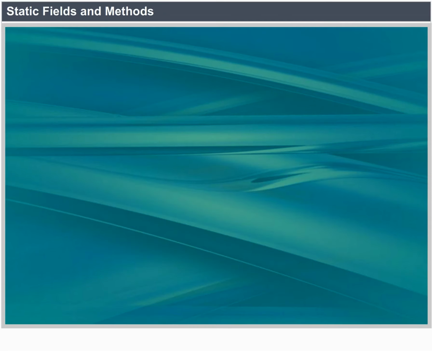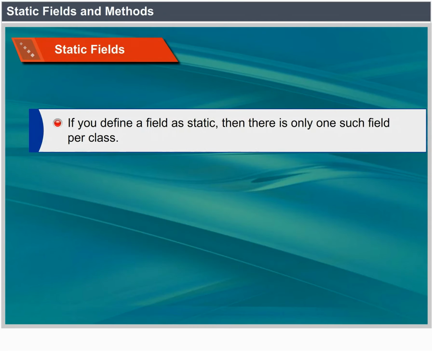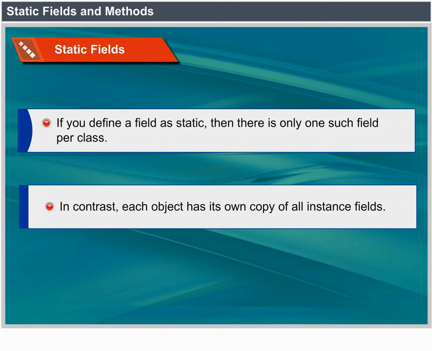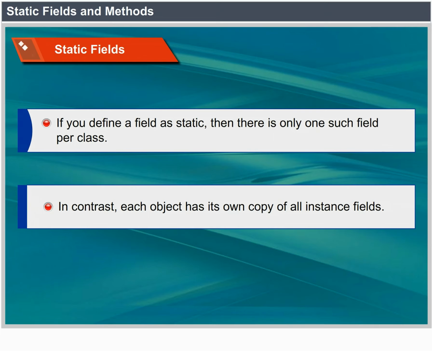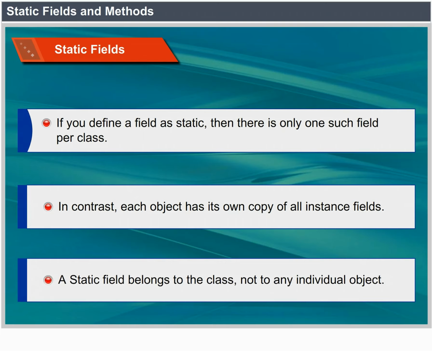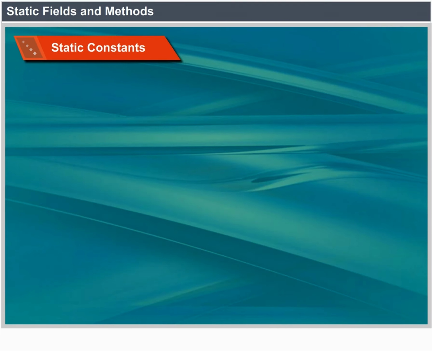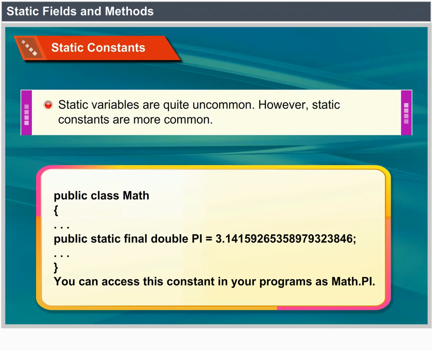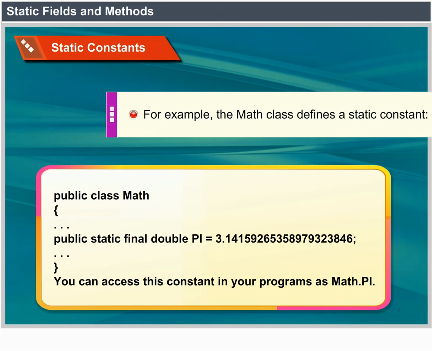Static fields and methods. Static fields. If you define a field as static, then there is only one such field per class. In contrast, each object has its own copy of all instance fields. A static field belongs to the class, not to any individual object. Static constants. Static variables are quite uncommon. However, static constants are more common.